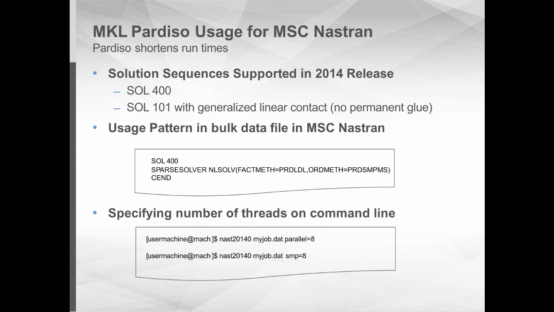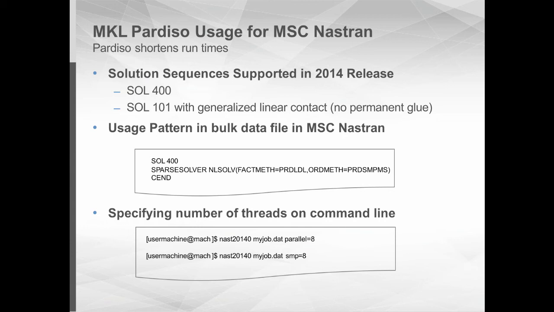To specify the Pardiso solver for Solution 400, you must specify the sparse solver in the executive command section of the bulk data file. Here is the pattern in the second bullet, and this can also be found in the quick reference guide, or QRG, as well as in the release notes for the upcoming release. The third bullet shows how you can specify the number of threads to use with Pardiso. You can specify the number of threads with the parallel option on the command line, or the SMP option. I should note that we are moving away from the parallel option, so it is recommended in the future to always specify the number of threads with SMP.